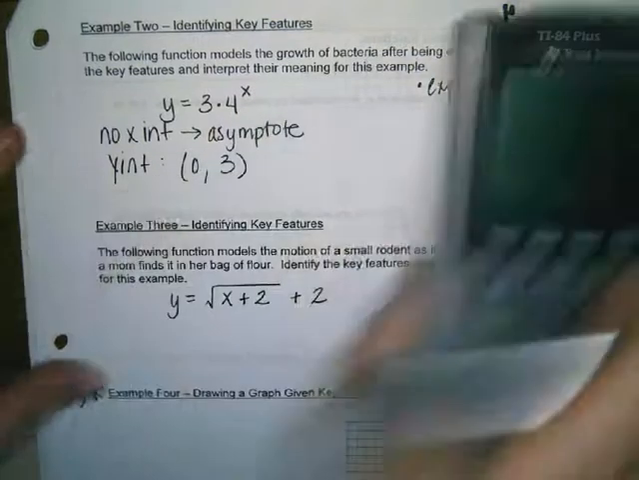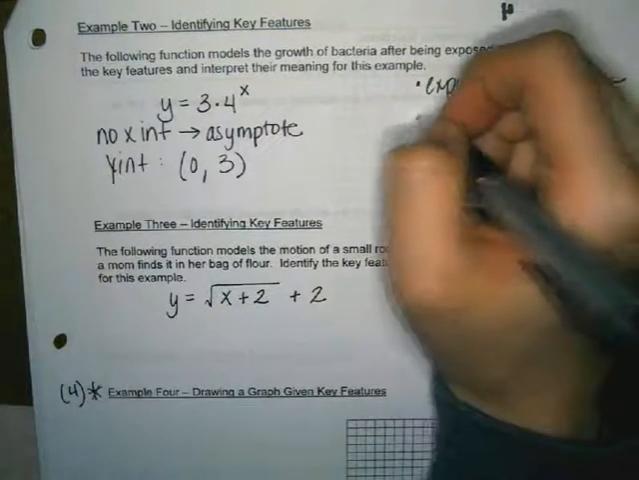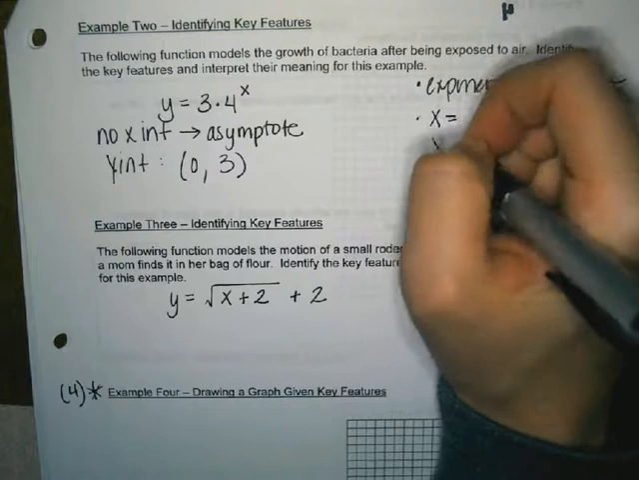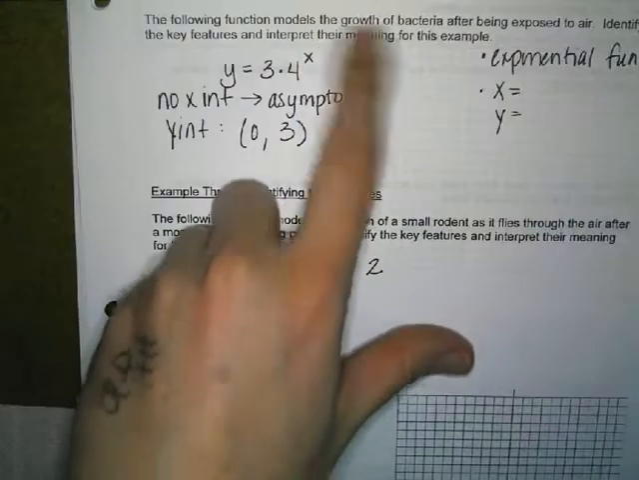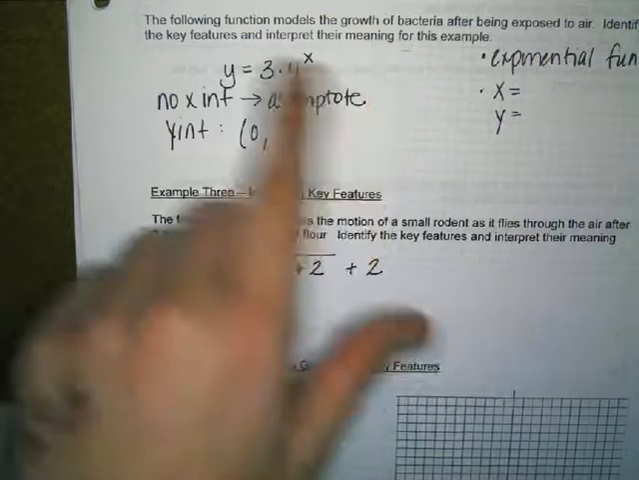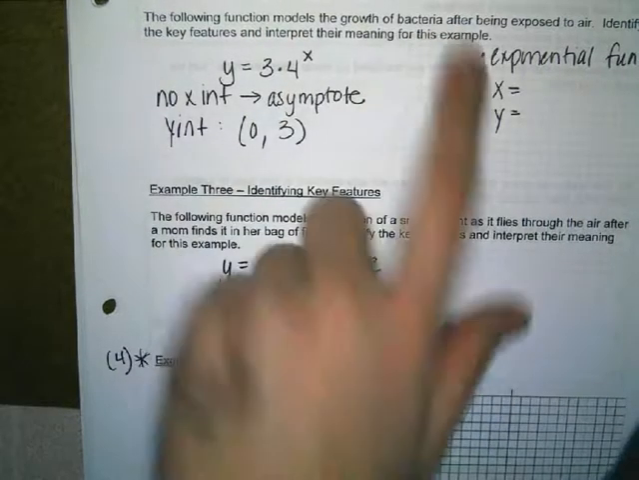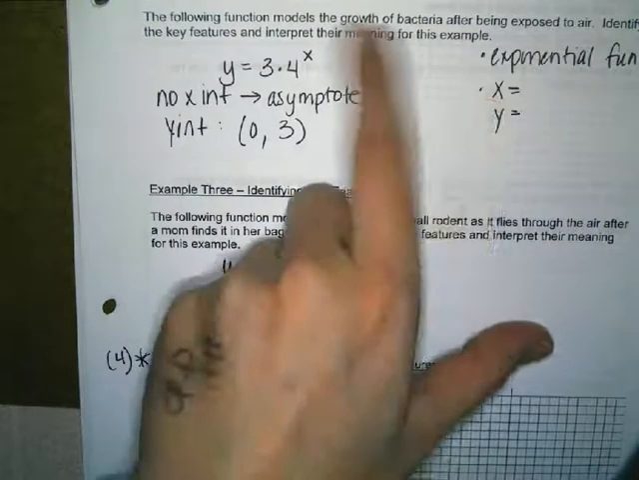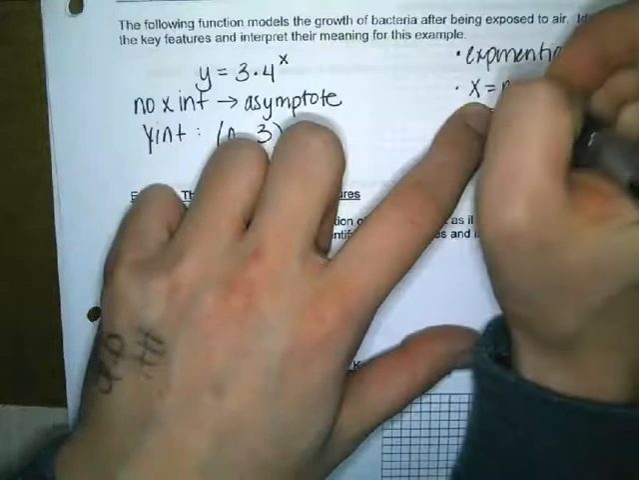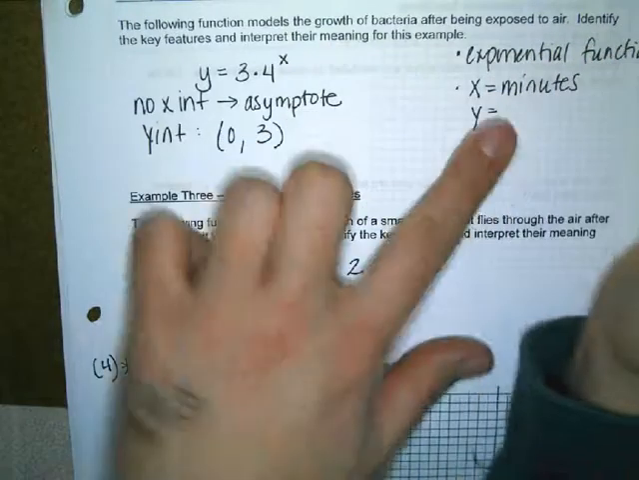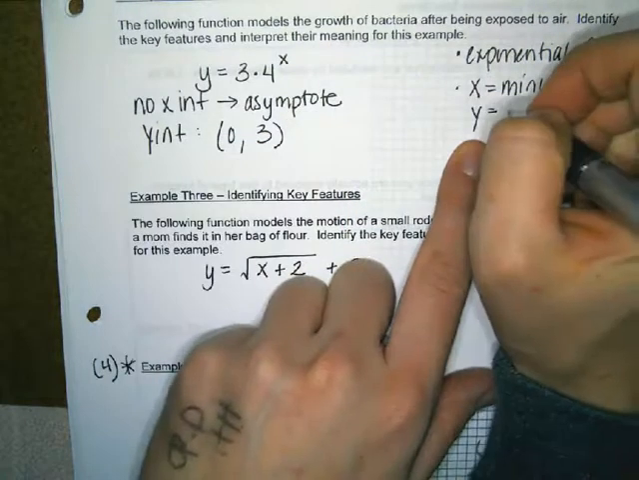The other thing that we have not done yet that maybe we'll do over here is to identify what my x and my y mean. Okay, so we have the growth of bacteria after being exposed to air. I'm going to probably assume that the growth happens over time. So maybe x instead of months this time is minutes. And then the y would be the amount of growth.